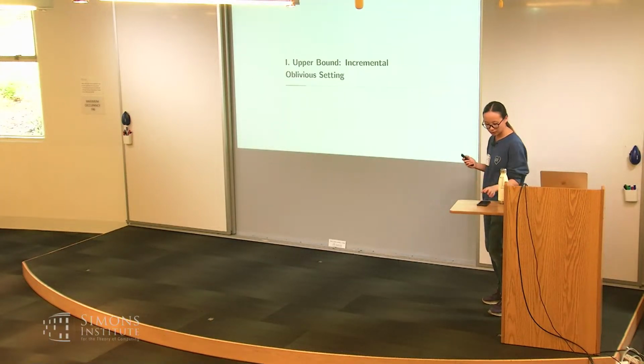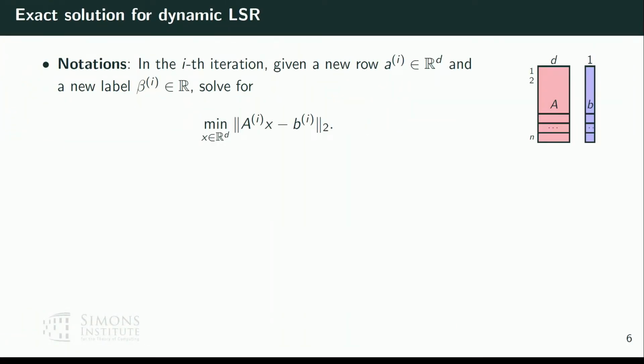Okay, so let's first go to the upper bound for the incremental and oblivious setting. So let me first define some notations that I will use throughout this talk. Now we're considering incremental settings. So we assume that in the ith iteration, we're given a new row, which is denoted by a_i, and a new label, which is just a number denoted by beta_i. And our goal is to solve this least square regression problem. So we will use capital A_i to denote our data matrix up to the ith iteration, so we have the current i rows. And we'll use b_i to denote our labels up to the ith iteration.